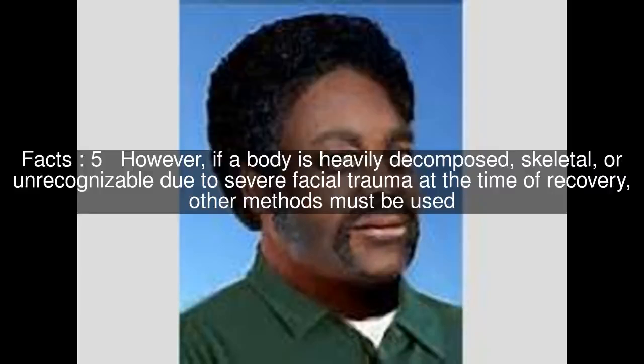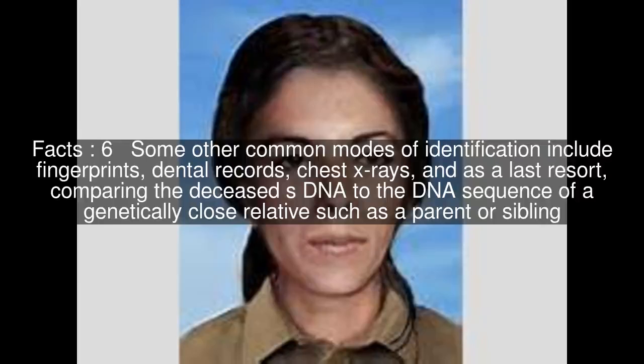There are approximately 40,000 unidentified decedents in the United States at any given time. However, if a body is heavily decomposed, skeletal, or unrecognizable due to severe facial trauma at the time of recovery, other methods must be used. Some other common modes of identification include fingerprints, dental records, chest X-rays, and as a last resort, comparing the deceased's DNA to the DNA sequence of a genetically close relative such as a parent or sibling.